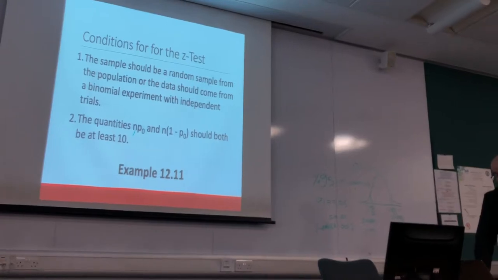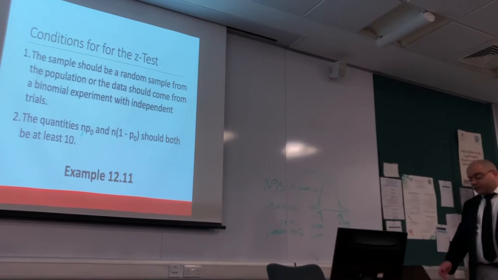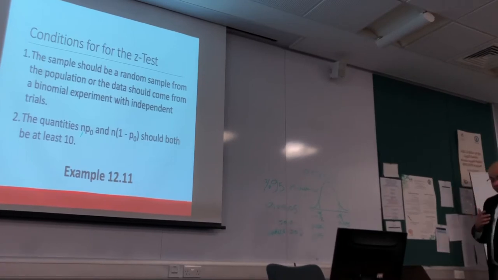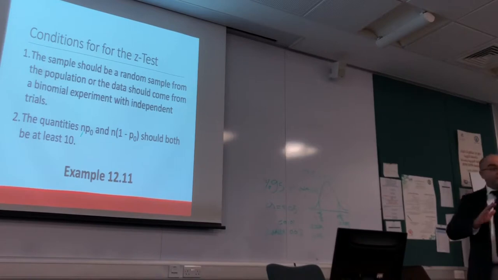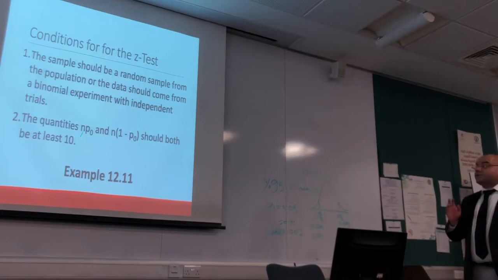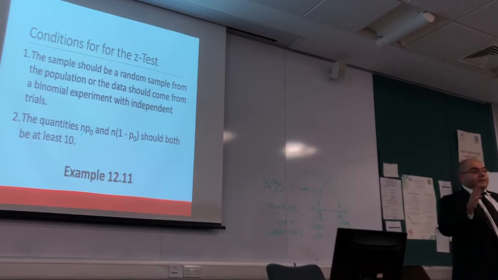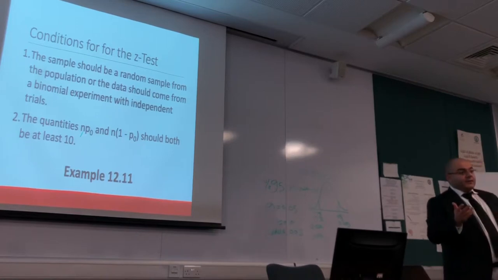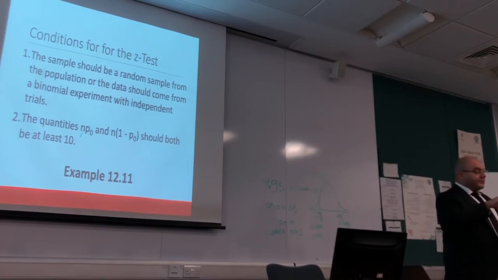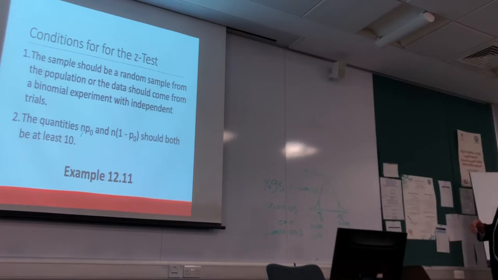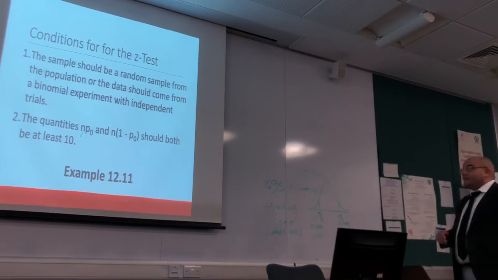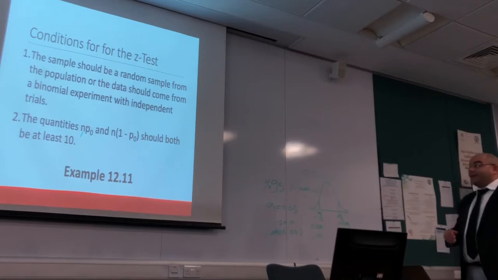So conditions for the Z statistic: the sample must be random. Always has to be random. This is something we knew a long time ago. And the data should come from a binomial experiment. Either you don't have the disease or you have the disease, you know, side effect or no side effect. Binomial experiment. Quantities n p0 and n times 1 minus p0 should both be at least 10.